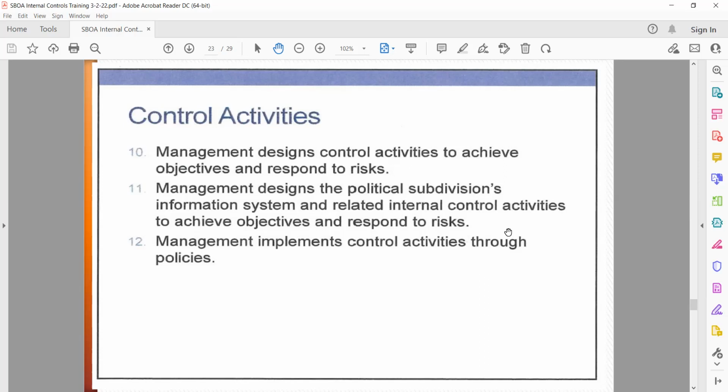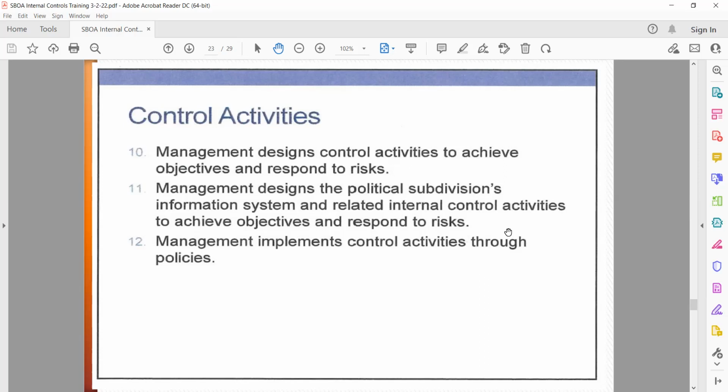An integral part of the control activity component is segregation of duties. Segregation of duties helps to eliminate or reduce the opportunity for a single individual to either intentionally or accidentally misstate financial information. As mentioned before, eliminating or reducing opportunity can reduce the risk of fraud and misappropriation of assets.